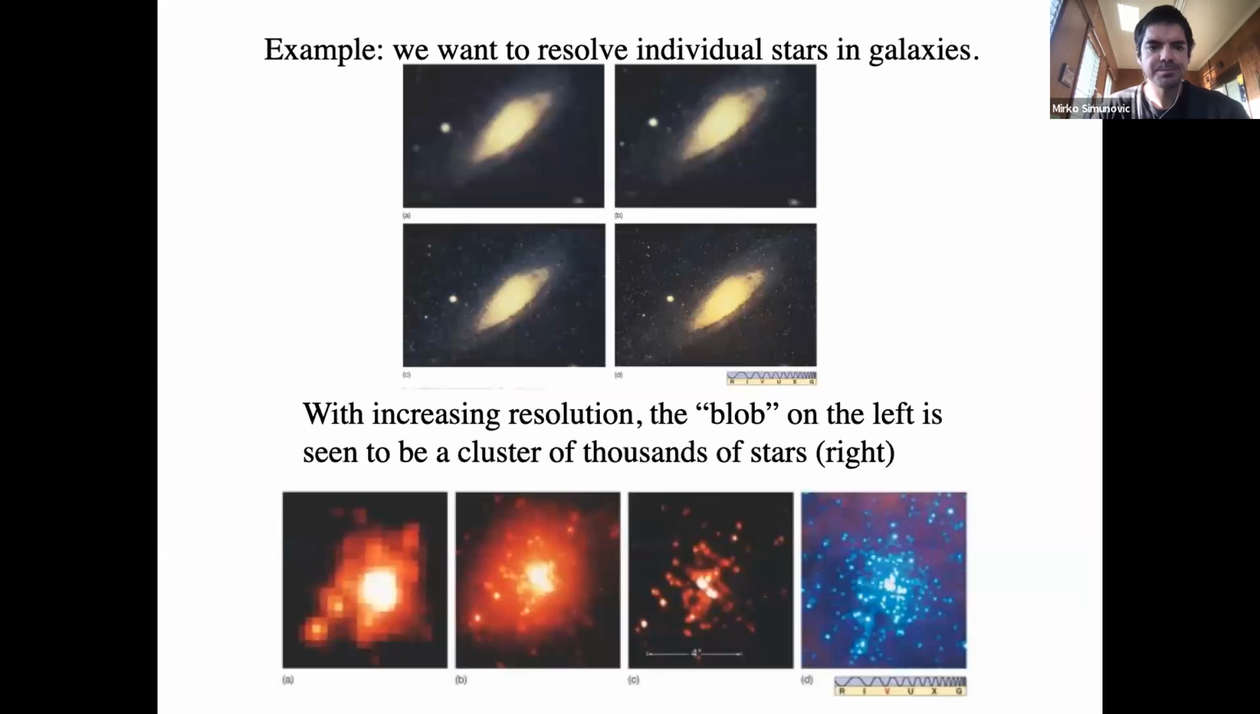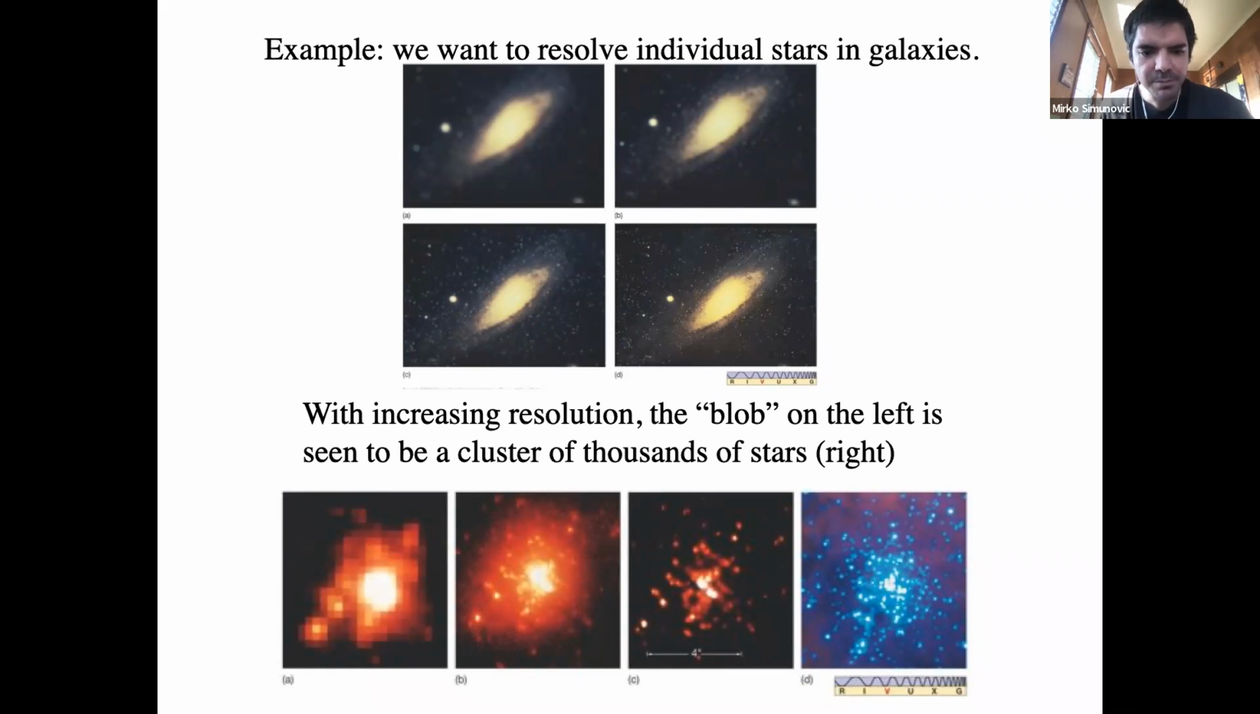So for example, say we want to resolve individual stars in the galaxy shown in the top diagram, right? That's the same galaxy seen at 4 different levels of resolution. So it is very blurry at first, and when we increase the resolution, you see that you're able to distinguish individual stars in the galaxy, right? That's what high resolution does.